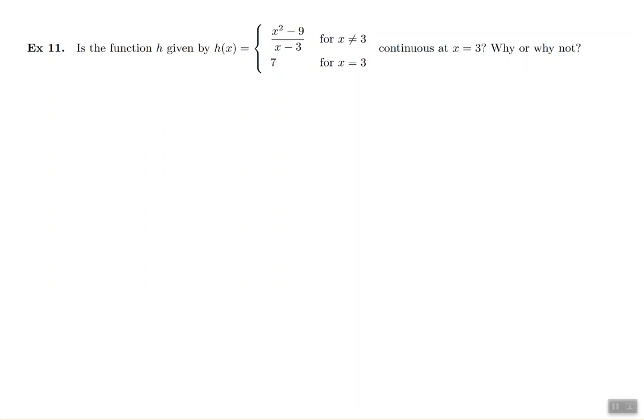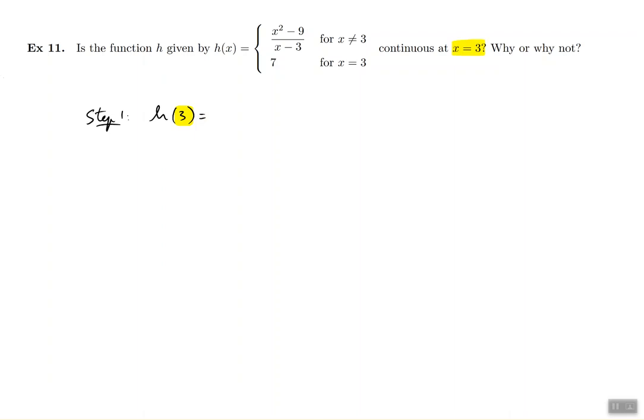Example 11 has another piecewise defined function, so it's again asking for the continuity at x equal to 3. So we're going to do the same standard procedure and check step number 1, how much is h of 3, because 3 is the border point in this particular problem. That's what they're asking about.